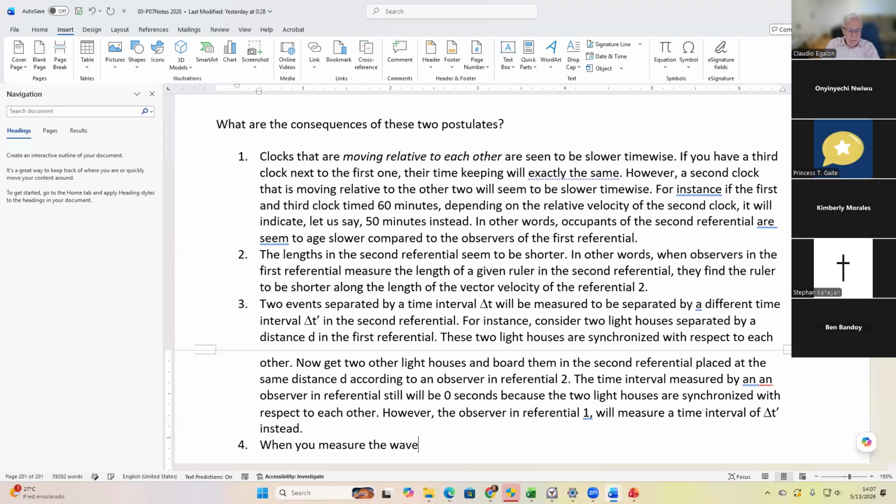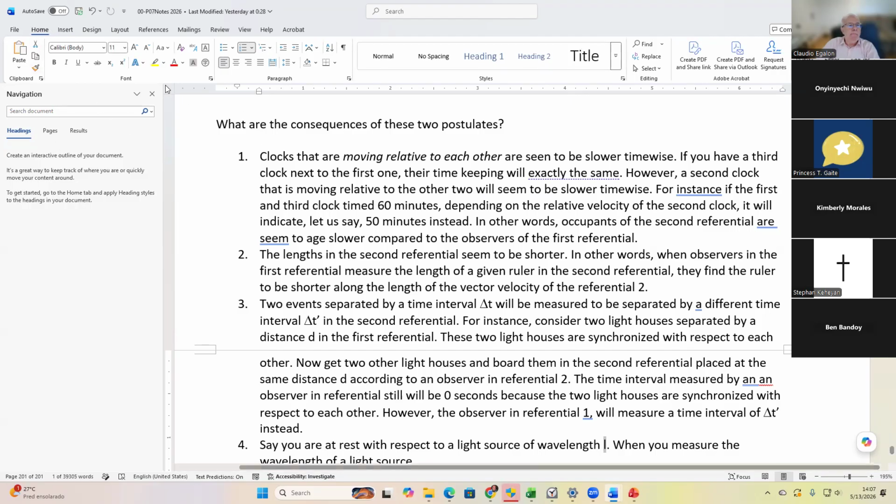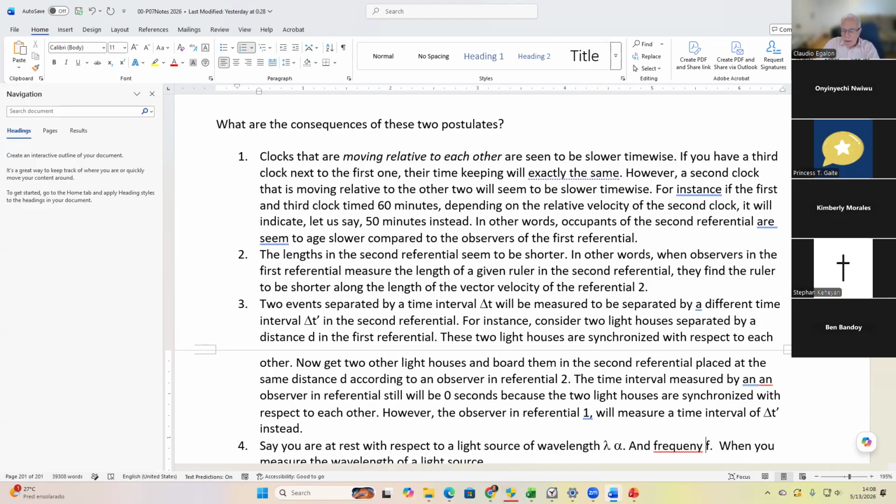When you measure the wavelengths of a light source, say you are at rest with respect to a light source, a laser for instance, a light source of wavelength lambda and frequency f.